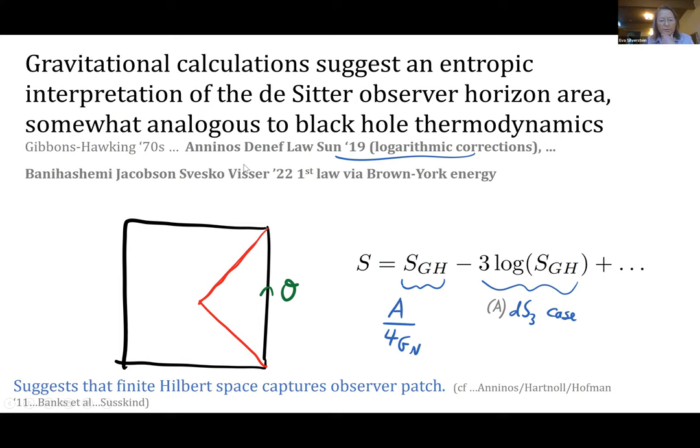So this, as with the black holes, suggests that there should be or possibly could be a finite Hilbert space that should capture the observer patch. And this has been an idea that's been around a long time. Here are some of the many references on it. Okay, so let's keep this in mind. Let's also keep in mind this log correction, which will play a role for us.